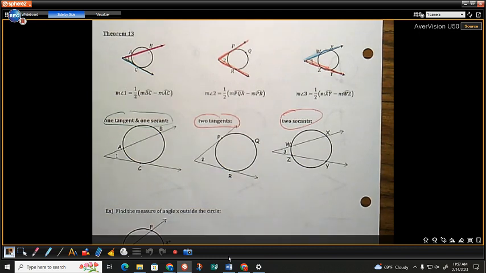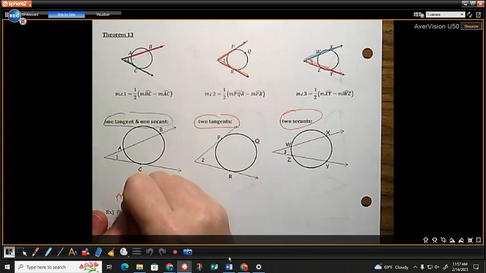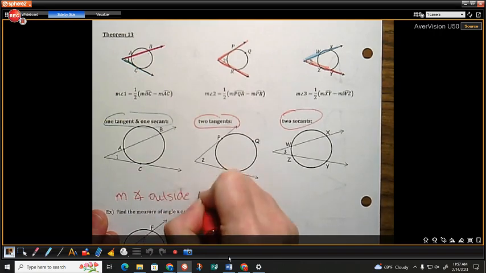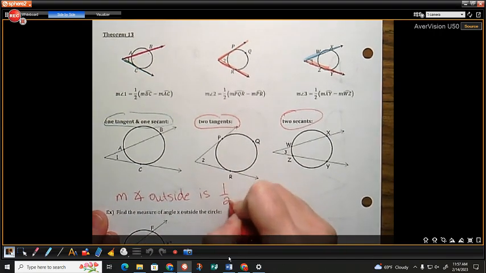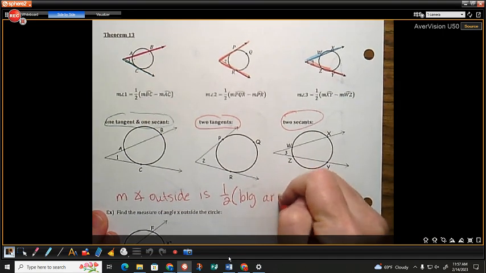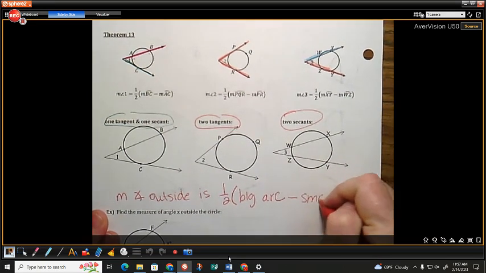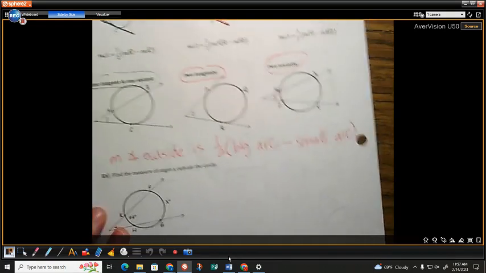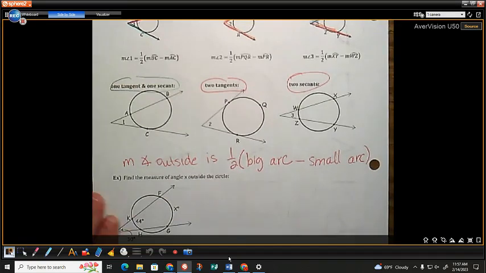Okay, what table thinks they've got some good words for this? There might be more than one way to say it, so we're going to give a couple people a shot. Who's the spokesperson here? Okay, go ahead. We said the measure of the angle outside is 1/2 the big intercepted arc minus the small arc. What do y'all think? Do you think that describes it pretty well? I would say so. Let's go up and see.